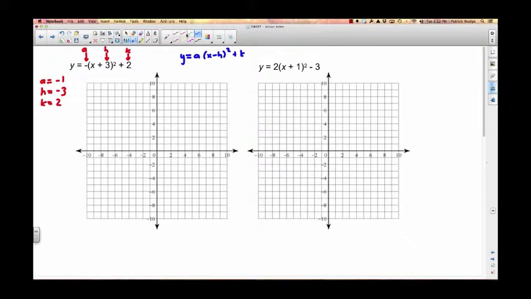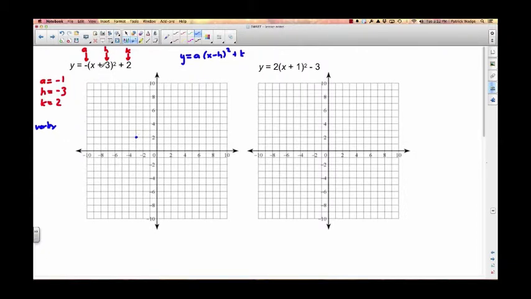Alright, well, what does that tell us about the vertex? Well, we know that if the h value is -3, remember what a negative h value does? It moves the whole parabola 3 to the left. So rather than the vertex being here at 0, 0, it has to be 3 to the left. 1, 2, 3. But we also have a k value of positive 2. What does that do? It moves it up 2, 1, 2. Here's our vertex right there.